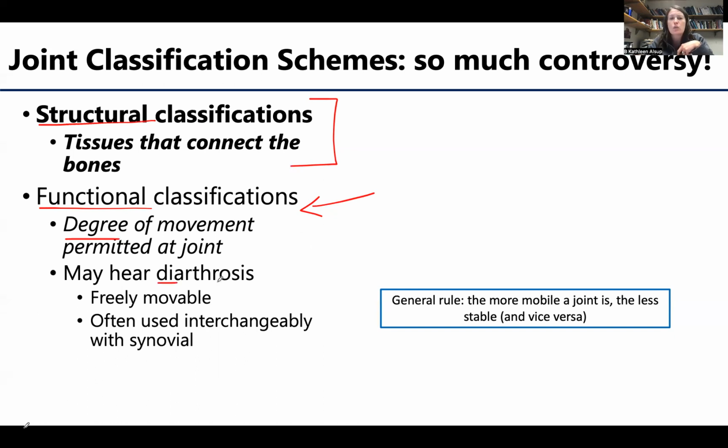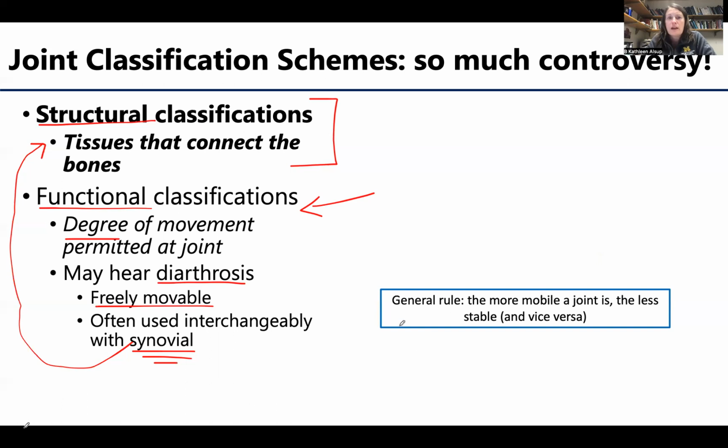And I did want to point out this one term here, the diarthrosis, because this is the type of functional classification meaning a freely movable joint, but you very often hear this used interchangeably with synovial joints, which is a type of structural classification. We're going to spend a lot of time going through this in upcoming videos. But I did want to mention that sometimes you hear these two terms, synovial and diarthrosis, used interchangeably, because synovial joints are the only freely movable joints of the body.